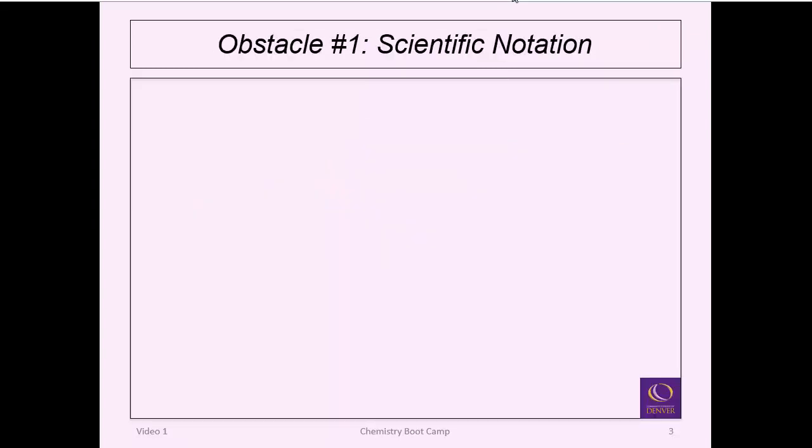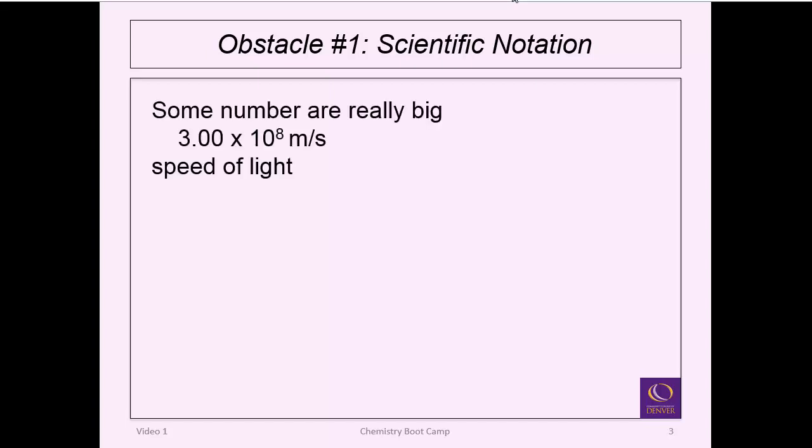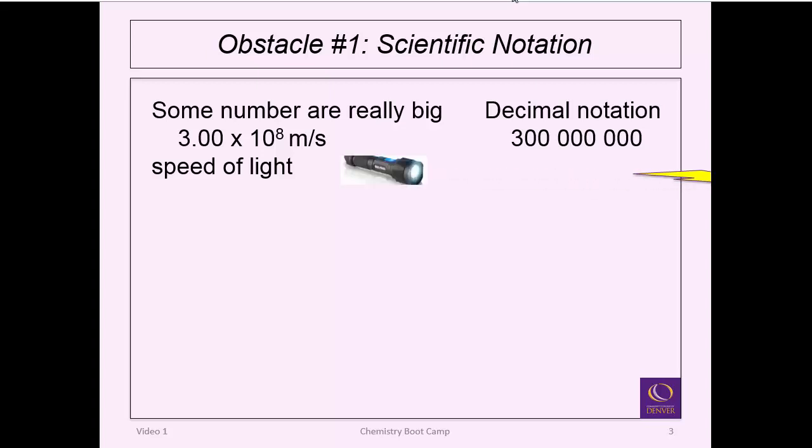One of the obstacles that's going to happen when you first start talking about general chemistry or physics is scientific notation. It's just a way to write numbers that are really big. For example, the speed of light is 3 times 10 to the 8th meters per second. Long story short, it's 300 million meters per second if you were to write it out in decimal notation.